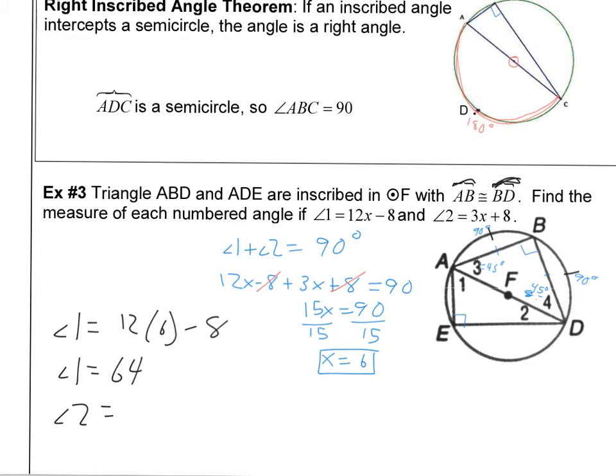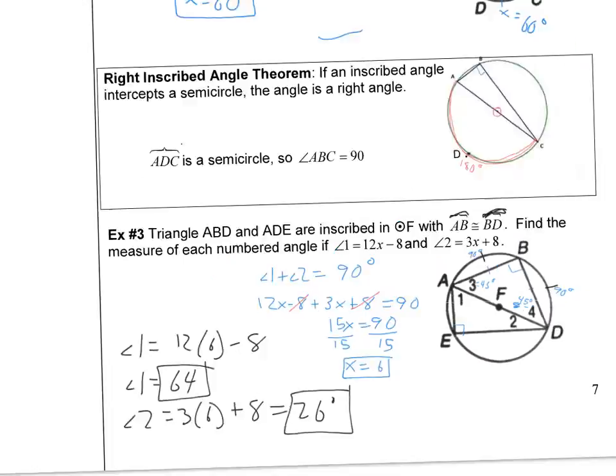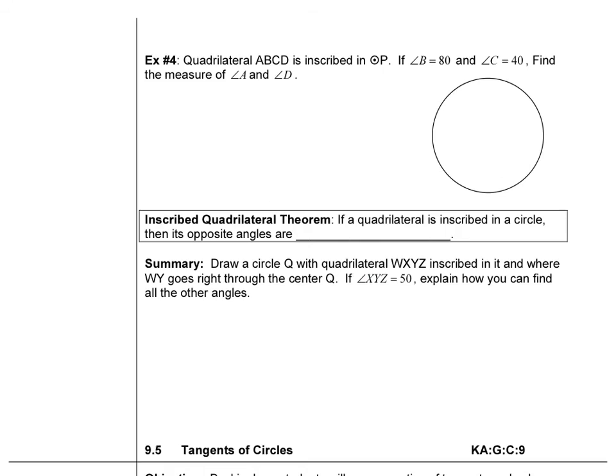And angle 2 has to be its complement. So it should be 26. But let's just double check. If I plug this 6 in, that would be 3 times 6 plus 8. 3 times 6 is 18. 18 plus 8 is, yep, 26 degrees. So we found all the numbered angles. Not too bad. Pretty simple geometry once we see those right angles. All right, let's go to the next page.